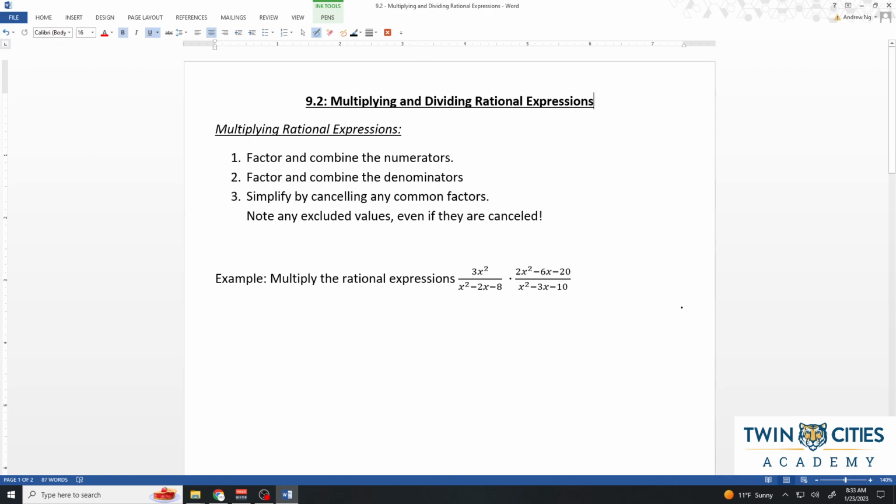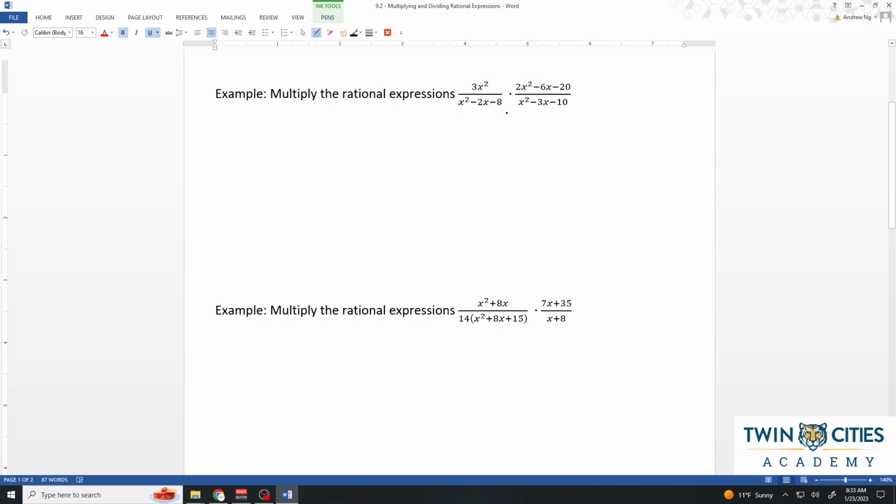For my first example, I've got 3x squared over x squared minus 2x minus 8, multiplied by 2x squared minus 6x minus 20 over x squared minus 3x minus 10. Let's deal with the numerators first. We'll just call this the top. We've got 3x squared. This is just going to factor to 3, and then I can leave x squared as x squared, or some people prefer to say x and then another x.